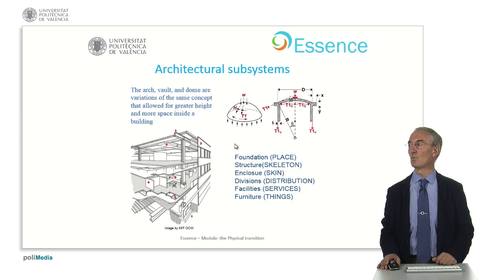Again, if you remember, we had the different subsystems: foundation, which is the basis, the place; the structure, which we will develop in detail later; the skeleton, the enclosure or envelope, which is the skin of the building; the divisions, walls, which is the distribution, giving support for services or the different facilities and the different things or furniture solution. These subsystems were also introduced before, but their constraints are to be considered now all one with the next in order to provide solutions for the built environment.